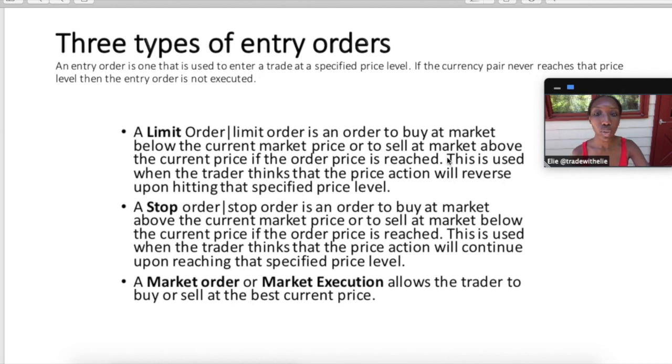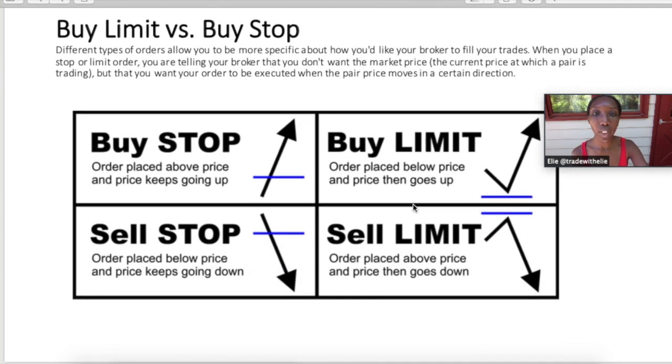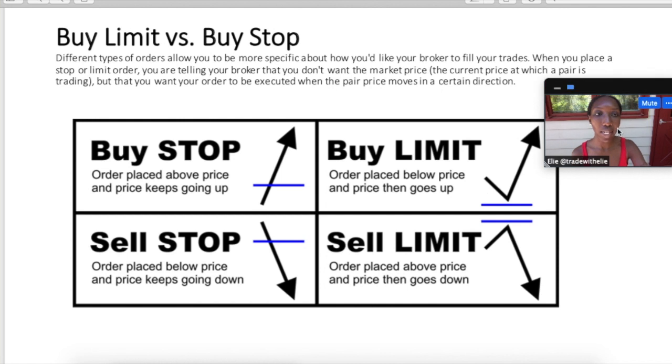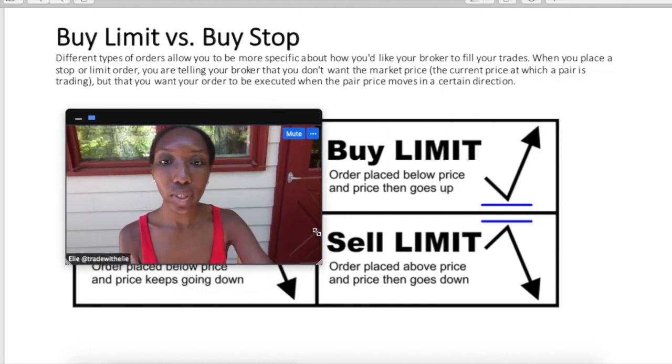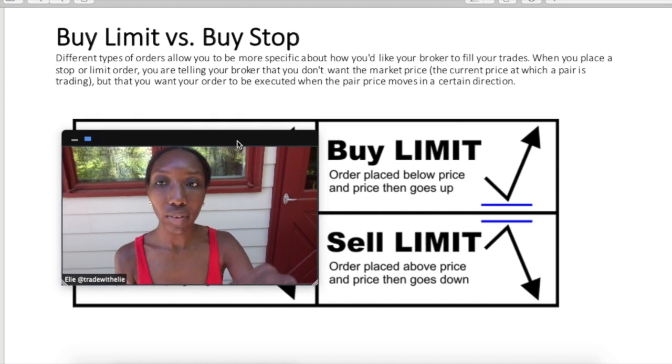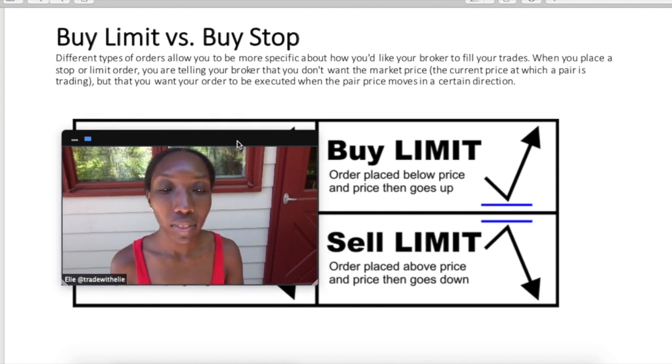So I want to show you a little bit more what a limit order is. So we're only going to focus on the right hand side of the limit, right? So we have a buy limit and a sell limit. So for a buy limit, an order is placed below price and price then goes up.